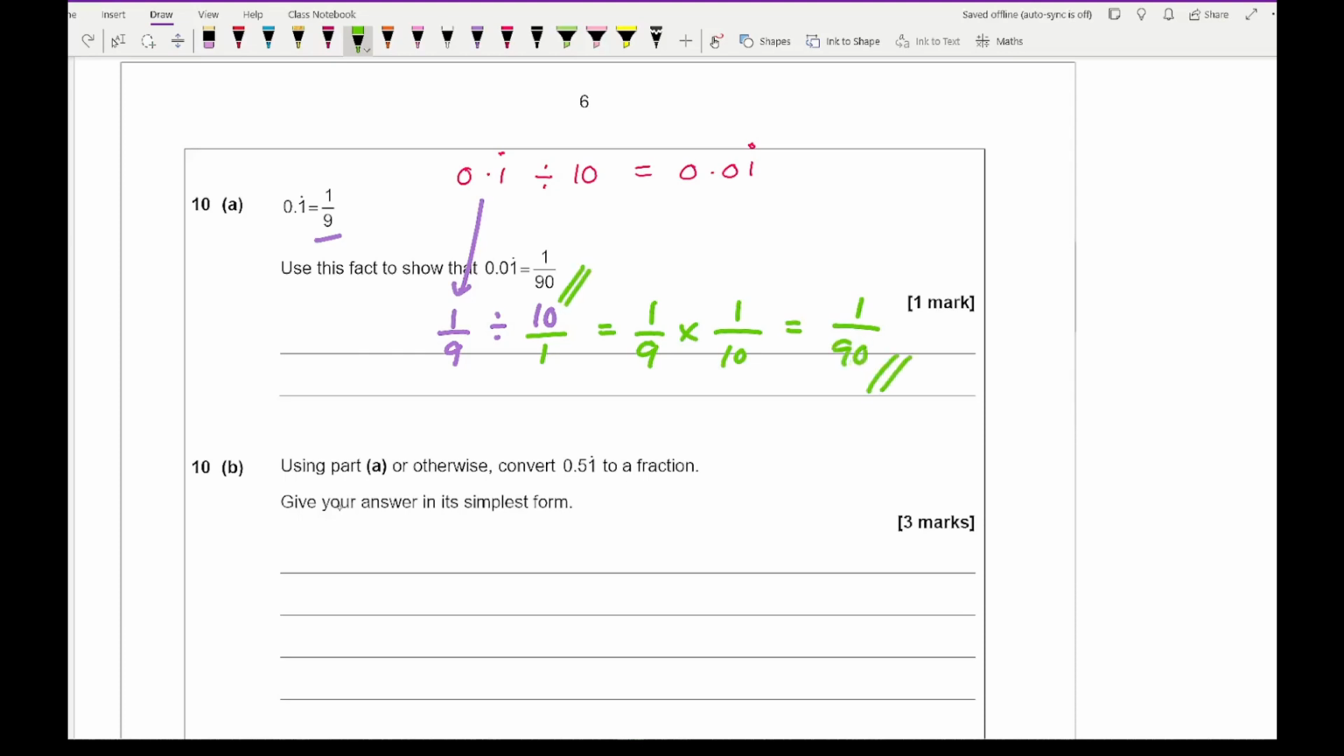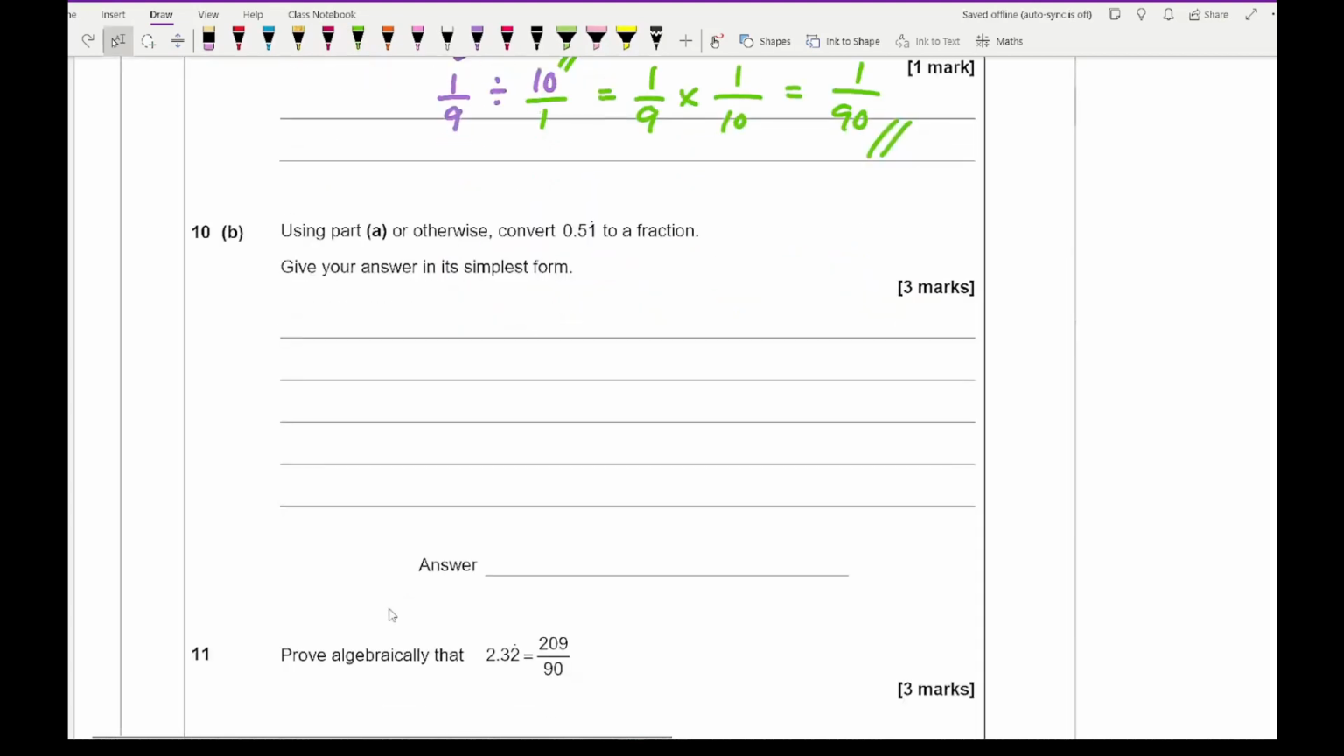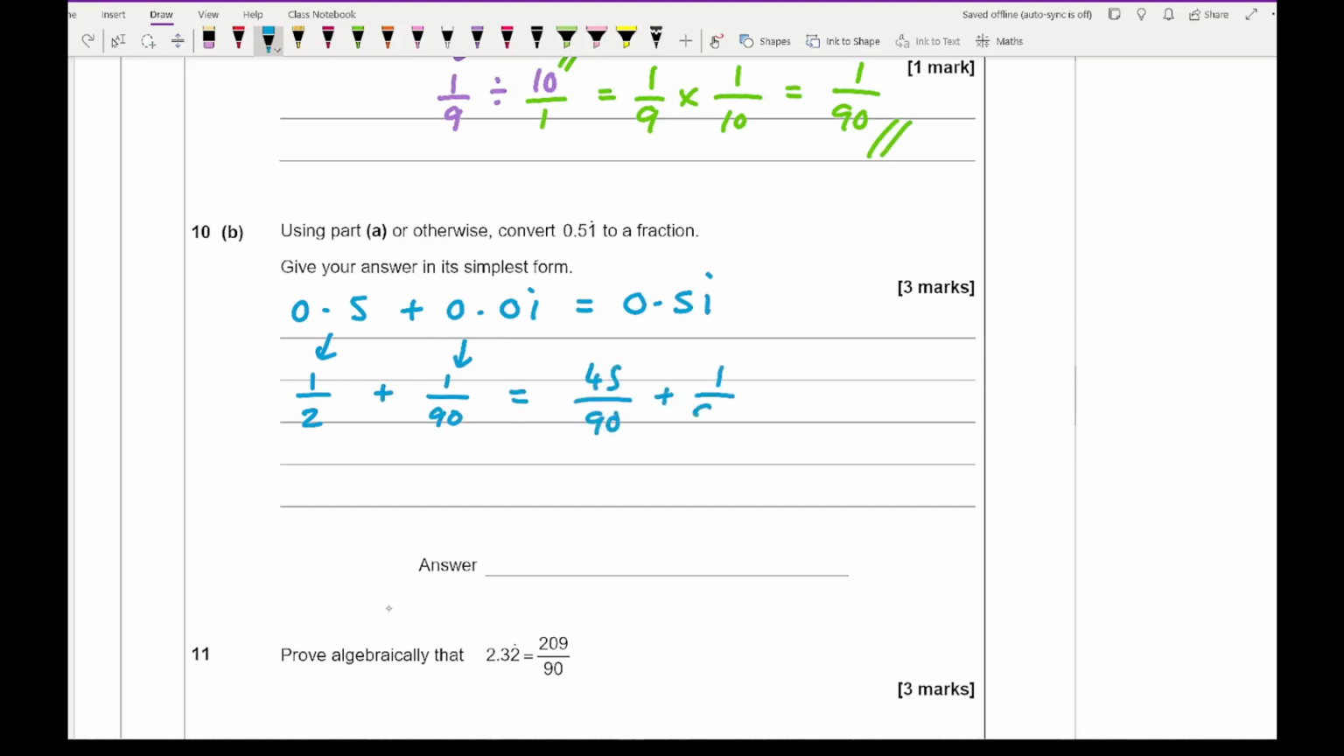Then for part 10b, it says using part A or otherwise convert 0.51 recurring into a fraction. Well, again, I can just do more traditional methods, but using the answer in part A, I've got 0.5 plus 0.01 recurring equals 0.51 recurring. Now this is just a half, and this I've worked out is 1 over 90. So then adding those up and getting a common denominator, that's going to be 45 over 90 plus 1 over 90, which is 46 over 90, which I can simplify to give me 23 over 45.